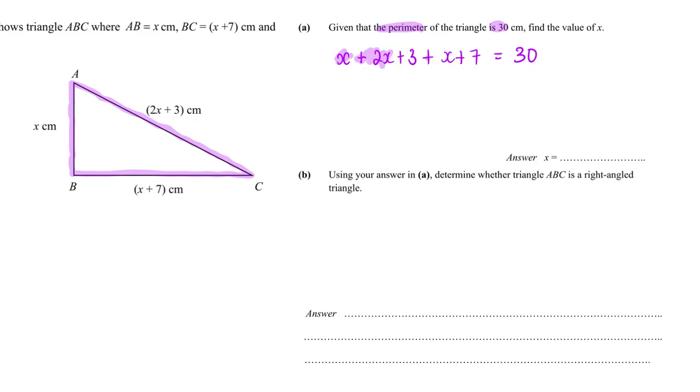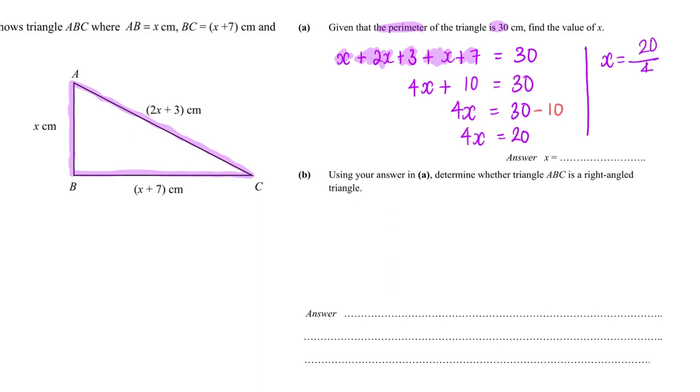x plus 2x plus x, 4x, 3 plus 7, 10. So my 4x is equal to 30. You will see minus 10 on both sides. So that my 4x is 20. So that finally my x is simply 20 divided by 4, 5.